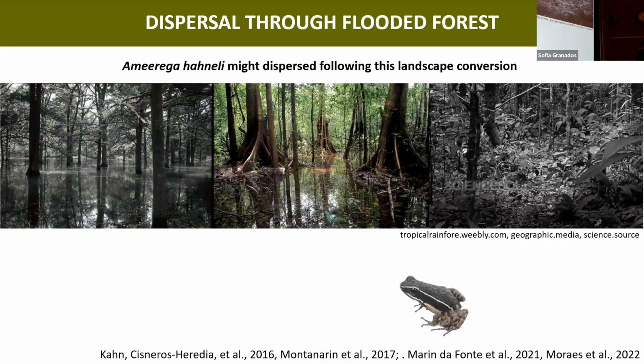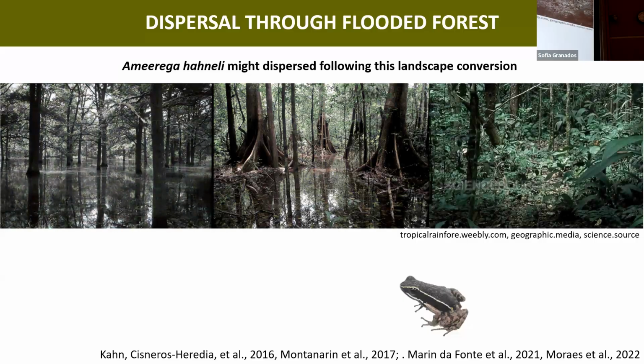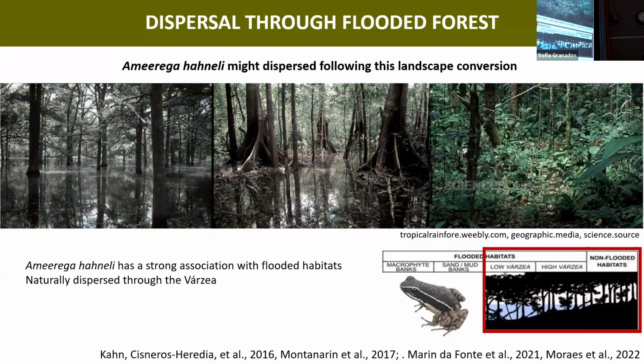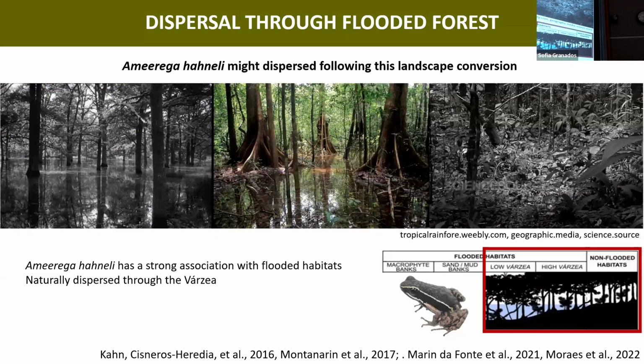However, with these other species, Ranitomea hanley, the story is a little bit different, because we think that these species disperse by following this landscape conversion. The reason why we think that is because this species is highly associated with these habitats. She doesn't care if it's flooded or not. She's all around here, and it's actually naturally dispersed through Barcia and through this ecosystem.